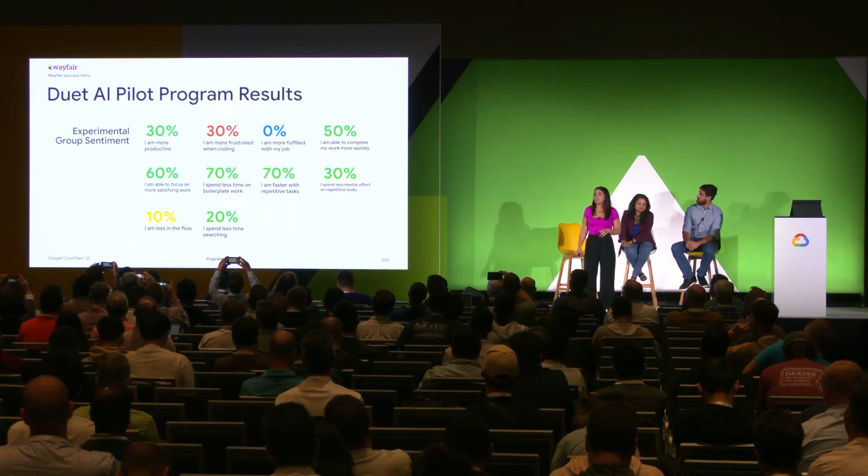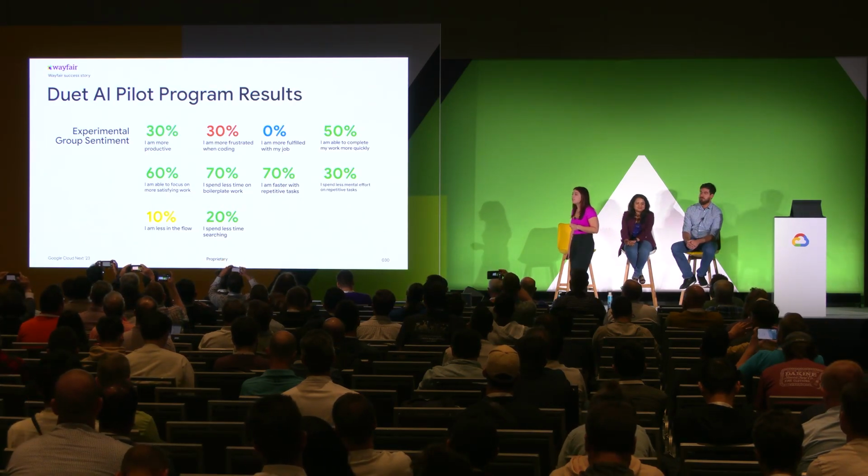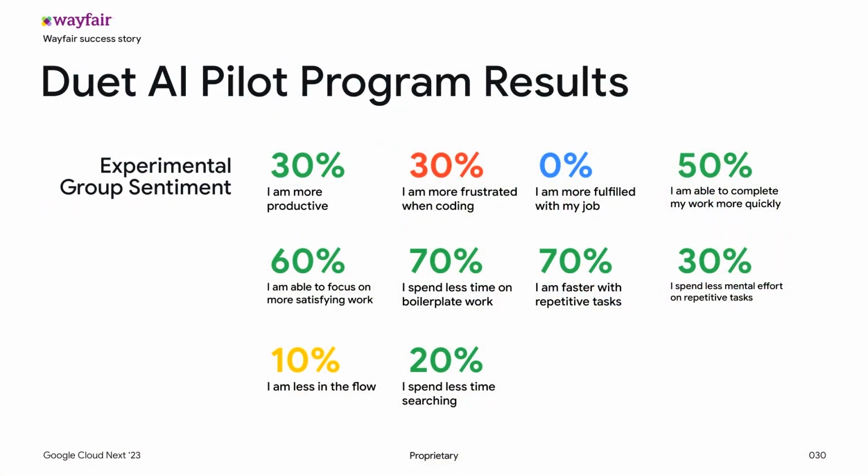Once the engineers completed their projects, they were given a survey and asked to fill out their feelings towards using Duet AI. And these numbers were overwhelmingly positive. The engineers reported that they were 30% more productive. They felt like they were able to work more quickly and spend less time on boilerplate code. They said they were able to focus on more satisfying work, and that work took less mental effort.